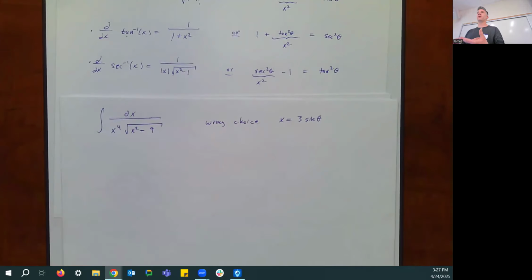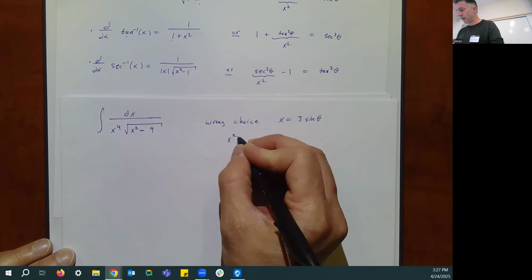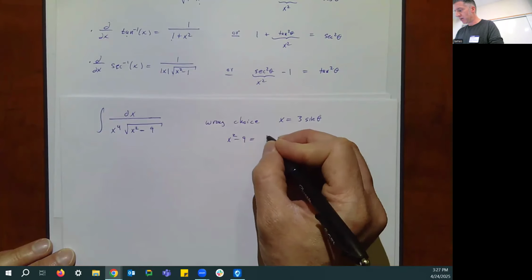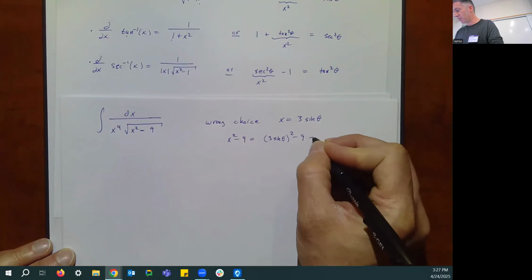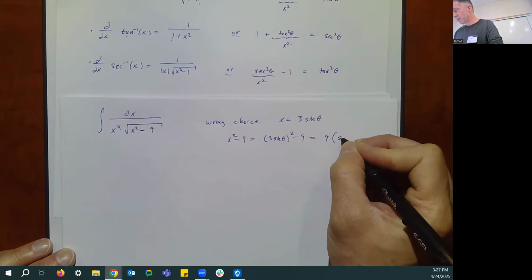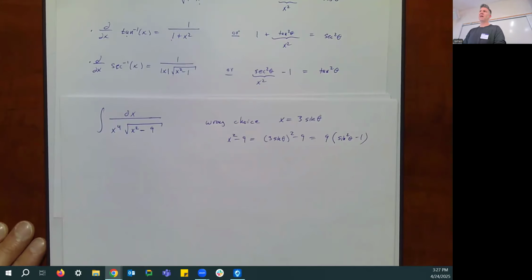Let's see what happens if we go the wrong way, where we end up. Well, specifically for the square root here, x squared minus 9 is going to be (3 sine theta) squared minus 9, which is 9 times (sine squared theta minus 1). What's sine squared theta minus 1 equal to? It's not quite cosine squared. It's actually the negative of cosine squared.